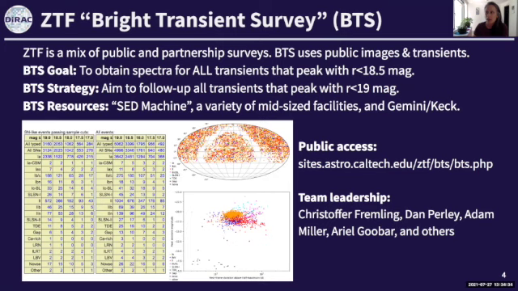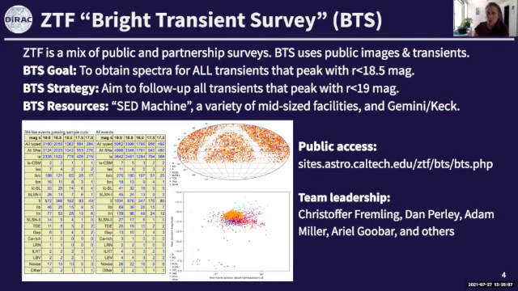The goal of BTS is to obtain spectra for all transients that peak brighter than 18.5 magnitudes. The strategy for doing that is to actually try to follow up all of the transients that seem like they're going to peak above a magnitude of 19 in brightness, so that you're inevitably going to be incomplete at your lower limit. The idea is that you'll be complete in your spectroscopic classifications for brightnesses less than 18.5.